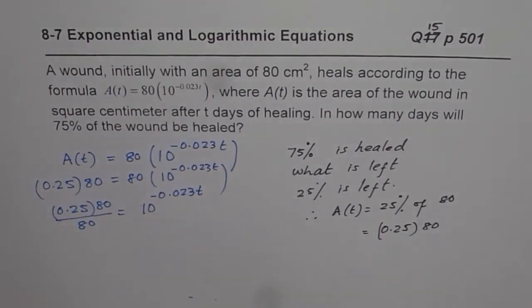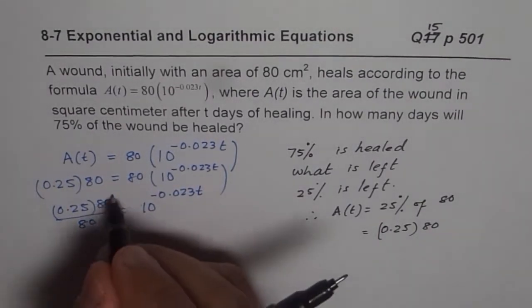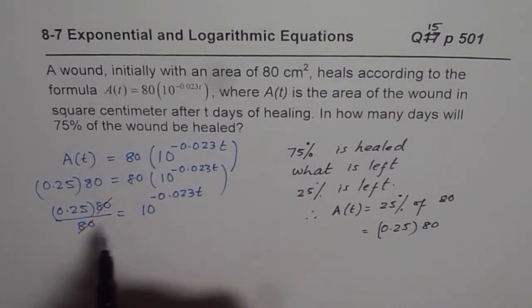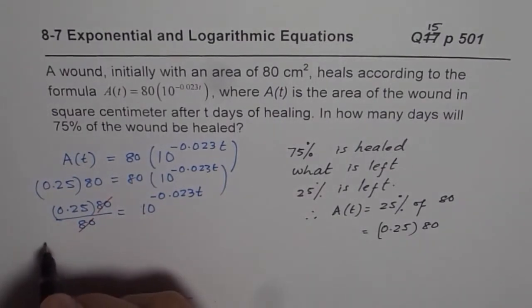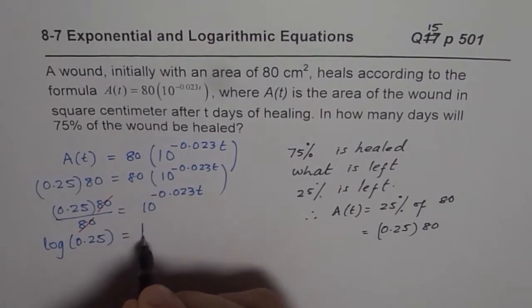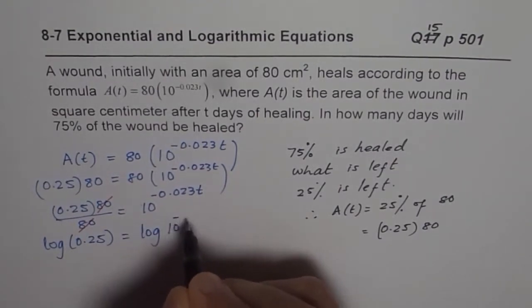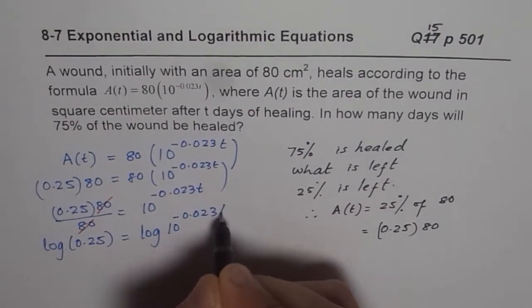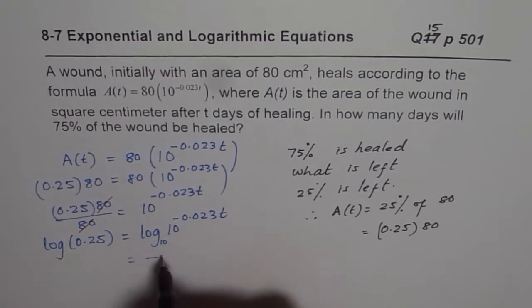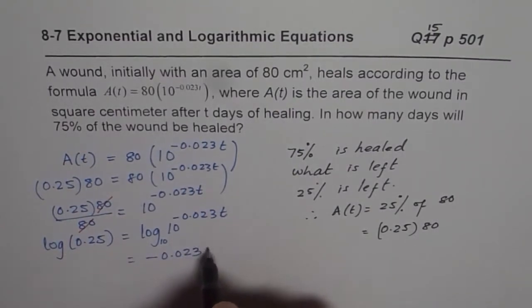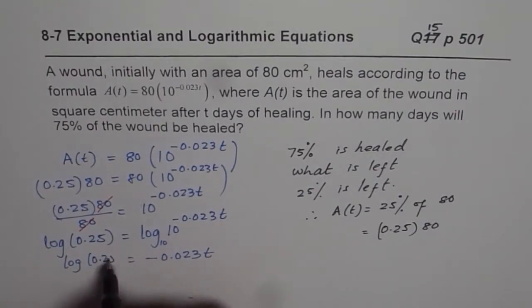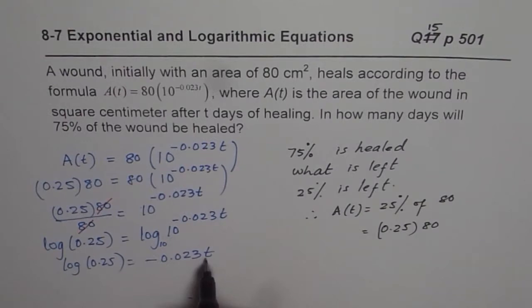And once we cancel that out, we can take log to the base 10, since this exponent is to the base 10. So it's very easy to take, right? So once we have done this, we can say log of 0.25 equals log of 10 to the power of minus 0.023t, right? Remember, this is to the base 10, so what we get here is minus 0.023t, correct? And here we have log of 0.25, correct? So from here you can find what t is.